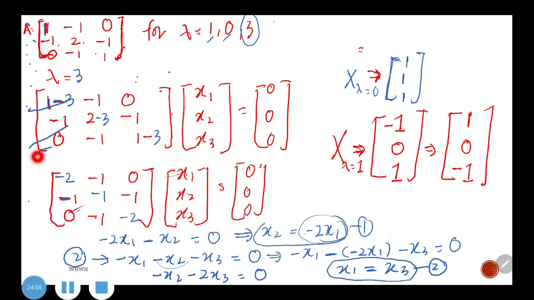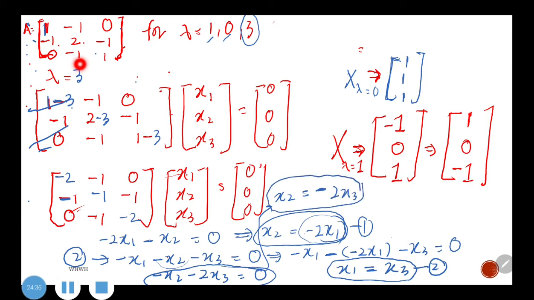The first equation is x2 is equals to minus 2x1. And yang ketiga ni pula, okay, yang ketiga ni will give us apa? Yang ketiga ni will give us x2 is equals to negative 2x3. Betul? Okay, yang ketiga ni akan bagi kita, yang ni saya bawa ke sini, x2 is equals to negative 2x3. So, kita ada 3 equation.